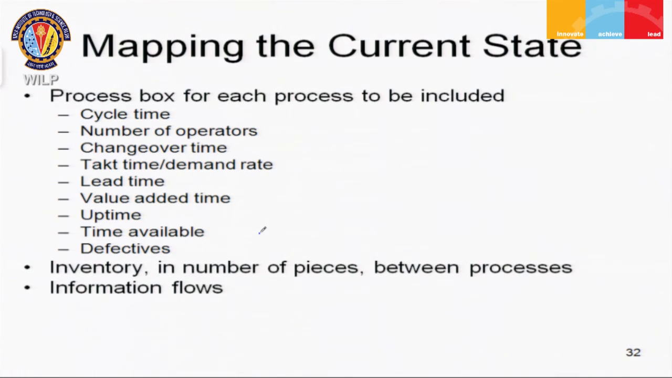In addition to the process box, you would collect information in regard to the inventory, and the inventory would be in terms of the number of pieces that you observe between the processes. Now this is again something that people have quite a bit of difficulty with, because they say if you walk in the morning or in the afternoon on a Monday versus a Wednesday, at the beginning of the month versus the end of the month, things are going to be very different. Okay, and the answer is it doesn't really matter when this information is collected.